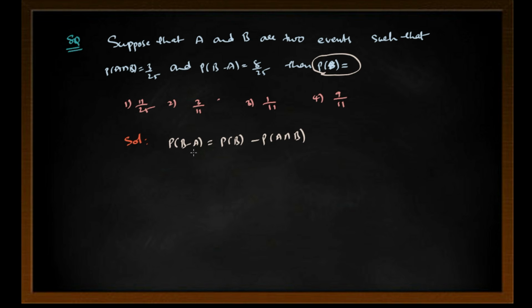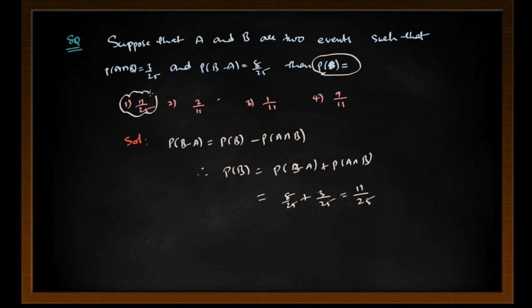We have the value of P of B minus A as well as A intersection B. So just make P of B the subject. Therefore, P of B equals P of B minus A, this minus becomes plus P of A intersection B. So P of B is 8 by 25 plus 3 by 25. 8 plus 3, 11 by 25. So our first option is the right option. We just have to remember this formula: P of B minus A means P of B minus P of A intersection B.